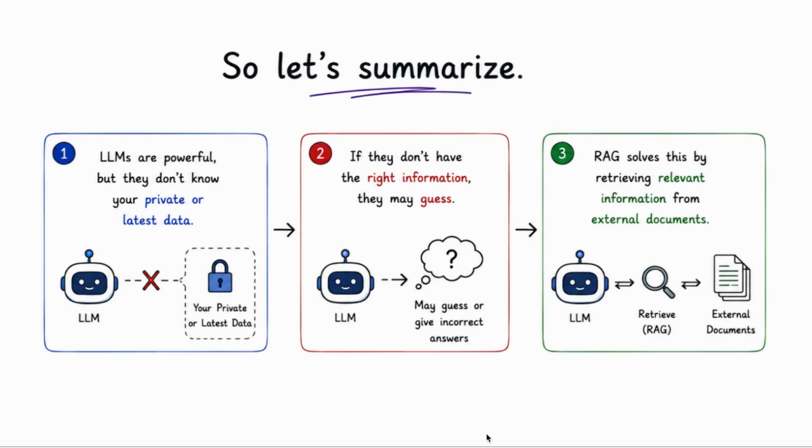So let's summarize. LLMs are powerful, but they don't know your private or latest data. If they don't have the right information, they may guess. RAG solves this by retrieving relevant information from external documents.